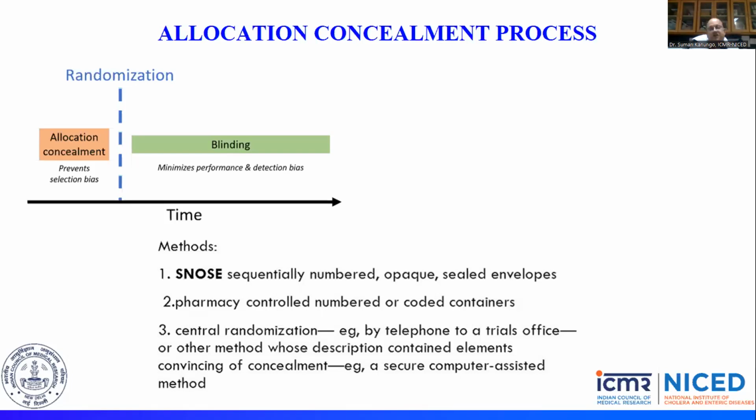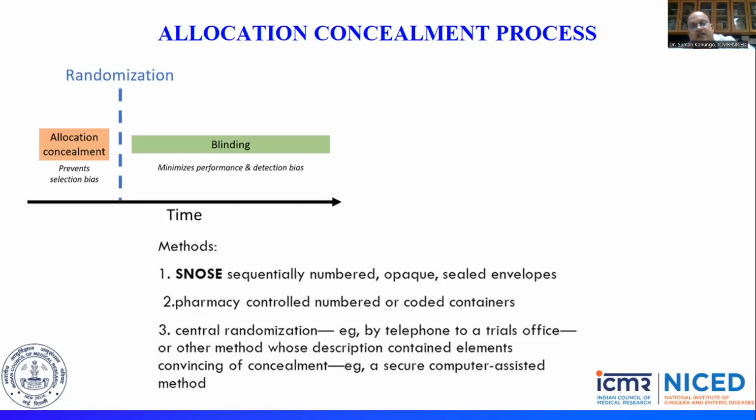We usually keep it in sequentially numbered, opaque, sealed envelopes, and it stays with a person or in an area which is not accessed by the investigators. And there is pharmacy control, where pharmacy people who are not part of the trial control the numbers and coded containers. Another way of concealment is central randomization.